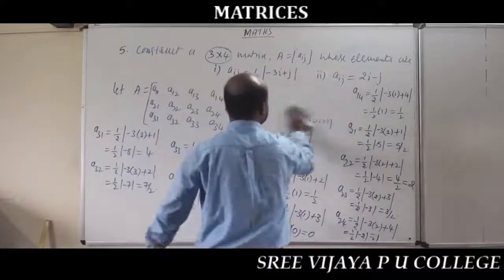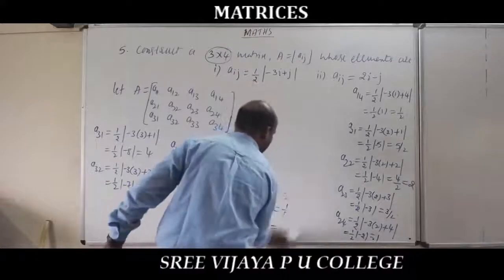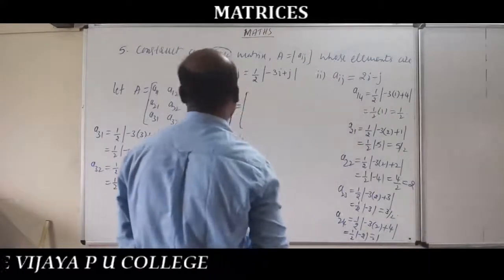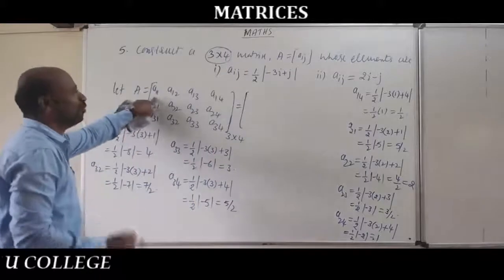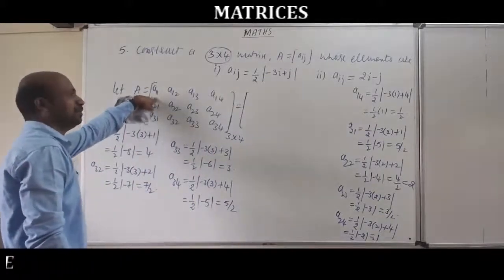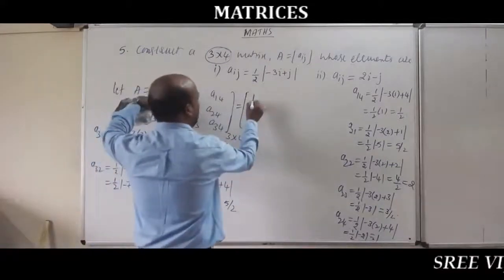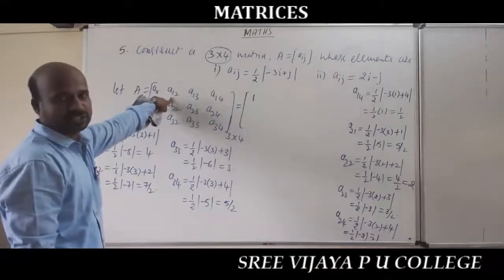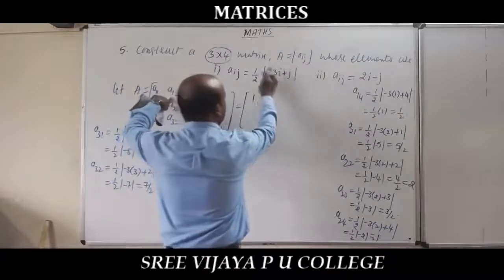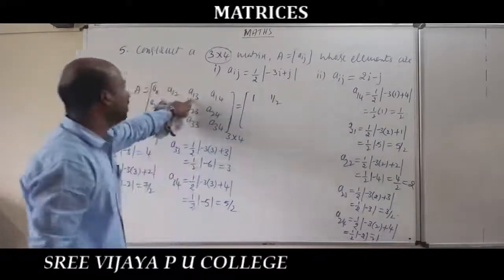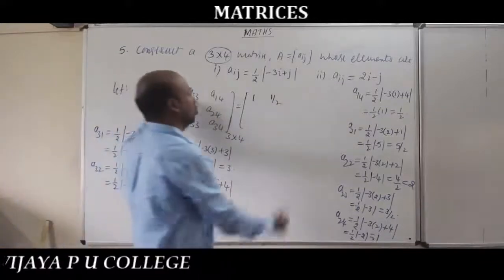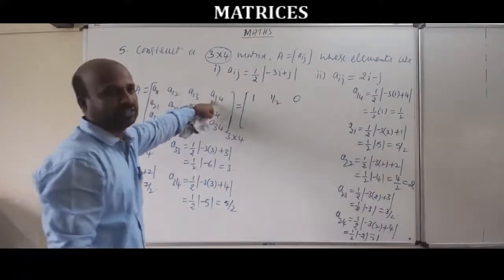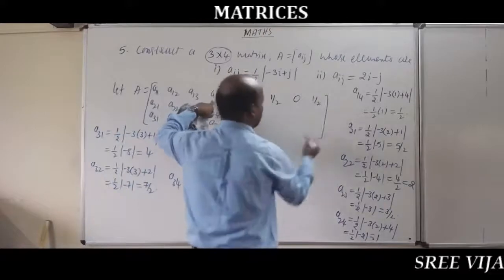And now the elements can be written as matrix A. First row, first element, that is minus 3 into 1, minus 3, minus 3 plus 1, minus 2, modulus is 2, 2 by 2 is 1. Then first row, minus 3 plus 2, it is minus 1, modulus of minus 1 is 1, 1 into 1 by 2, this is 1 by 2. And this is minus 3 plus 3, it is 0, the element is 0. And first row, fourth column, minus 3 plus 4, 4 minus 3, 1, 1 into 1 by 2, it is 1 by 2. All the elements are positive.